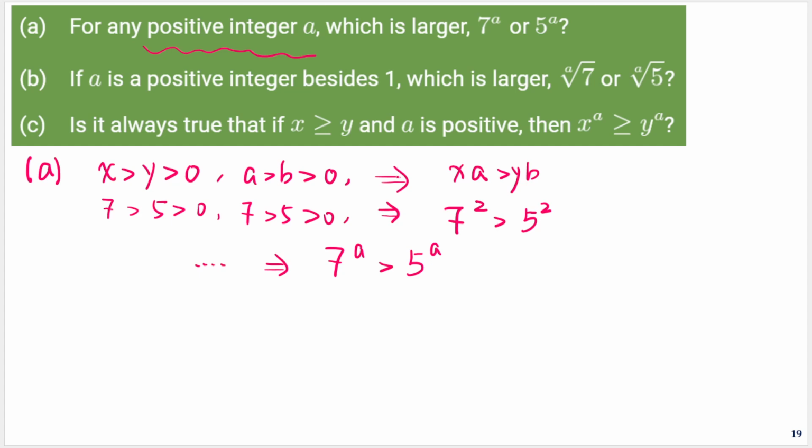So our question B, if a is positive integer besides 1, which is larger? a's root of 7 or a's root of 5?